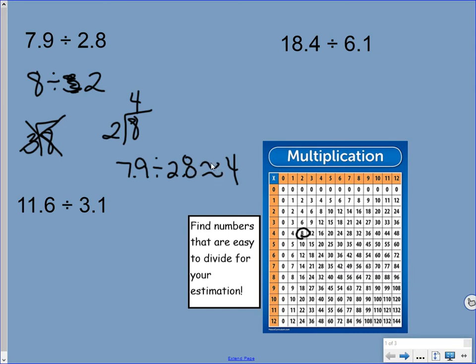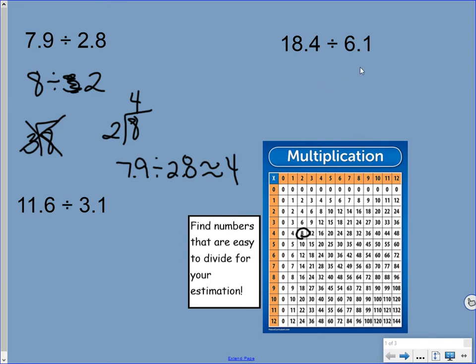Remember that this sign is what we use when we are estimating. It means almost. And so therefore 7 and 9/10 divided by 2 and 8/10 is almost 4. If we got a number that was not almost 4, we would want to look back and see if maybe we did something incorrectly.